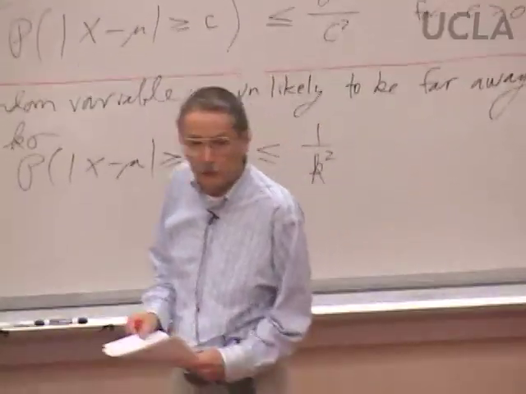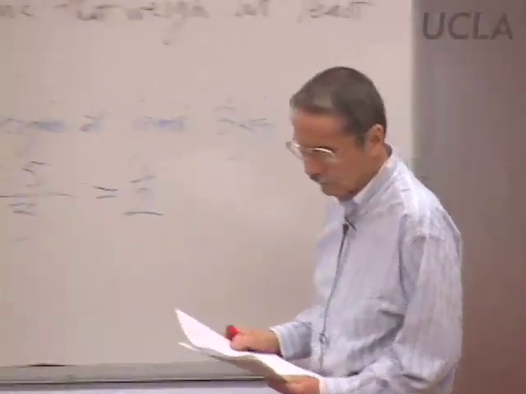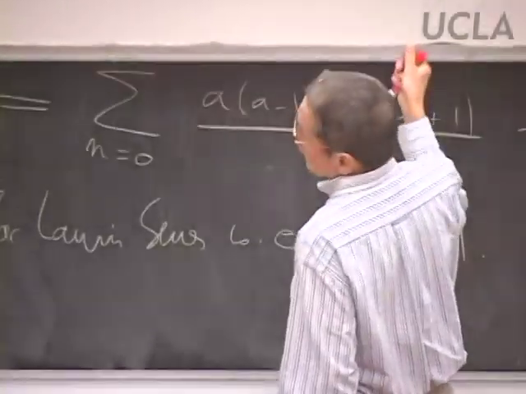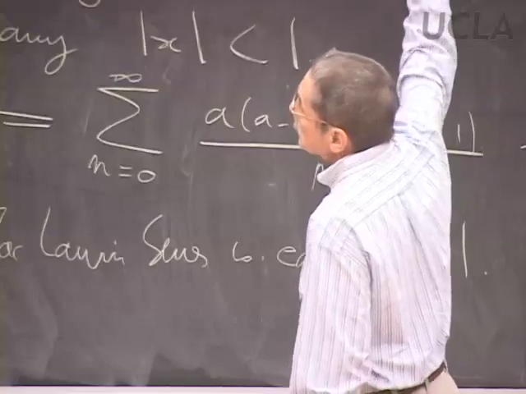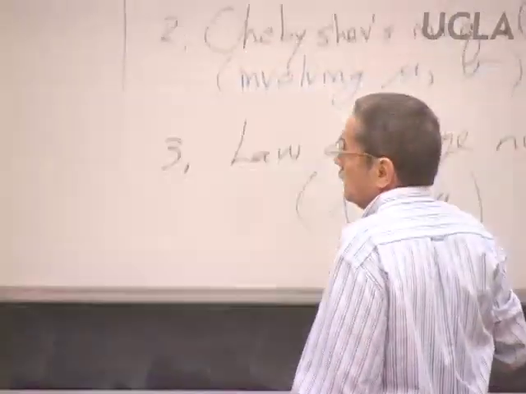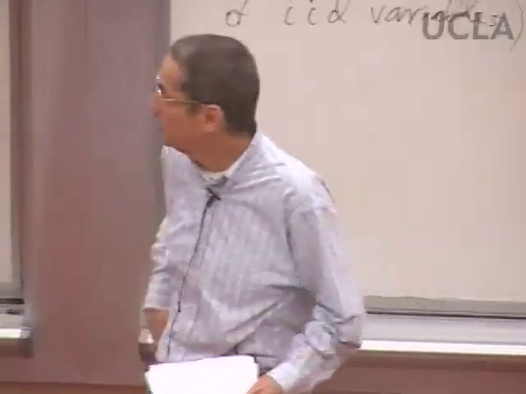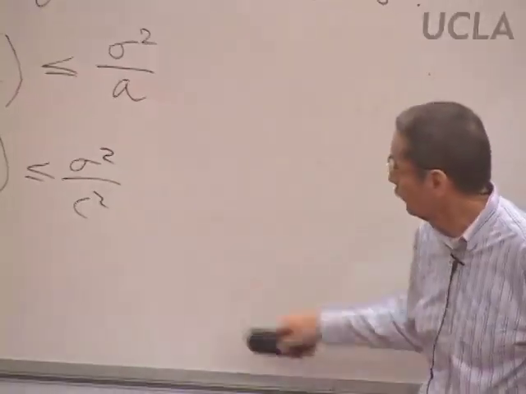So it follows from Markov's inequality, but whereas Markov's inequality just involved the mean, here we have an inequality in which both the mean and standard deviation come in.